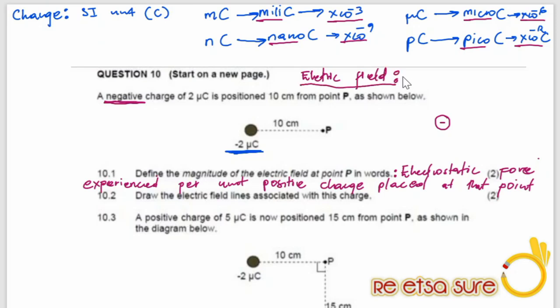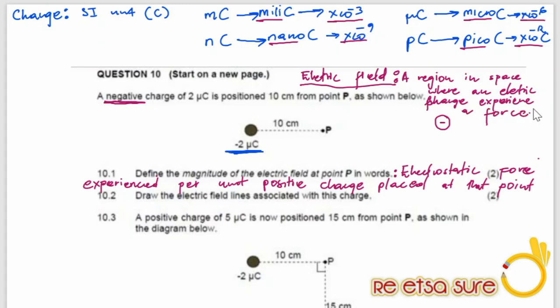What is electric field? A region in space where an electric charge experiences a force.